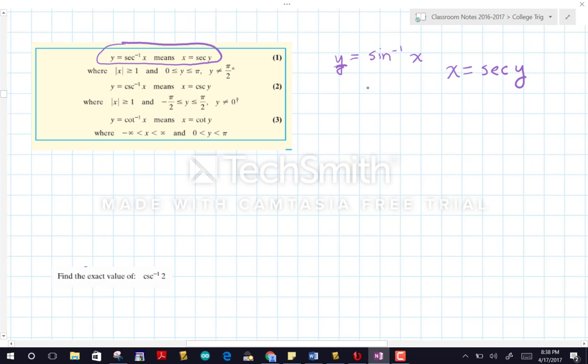So when we said y equals the sine inverse of 1/2, we're looking for an angle y whose sine was 1/2. That's what sine inverse means. Secant inverse, cosecant inverse, and cotangent inverse mean similar things. It's helpful if you can remember that secant is the reciprocal of cosine, that cosecant is the reciprocal of sine, and that cotangent is the reciprocal of tangent, because that's going to help us find some of our values.